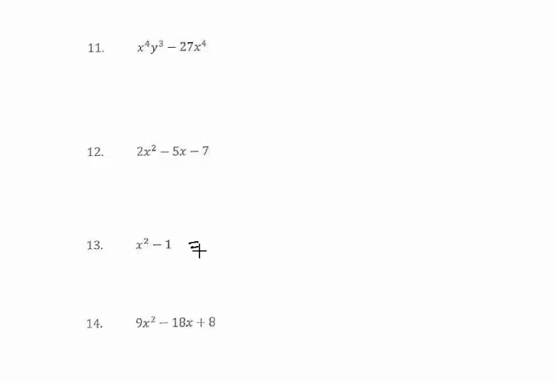Number 13 is the difference of squares. The square root of x squared is x, and the square root of 1 is 1. So we go over to the right and we write out two sets of parentheses for our factors. x and 1 make up the first and the second term of each factor, and then we simply make one a plus 1 and the other one a minus 1.